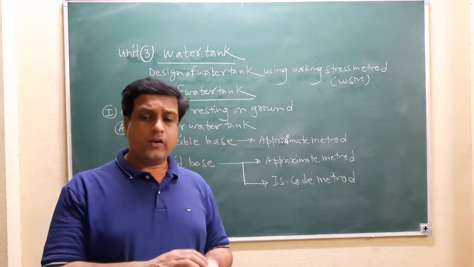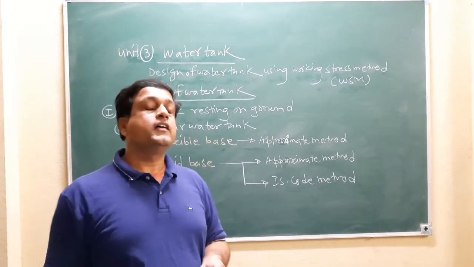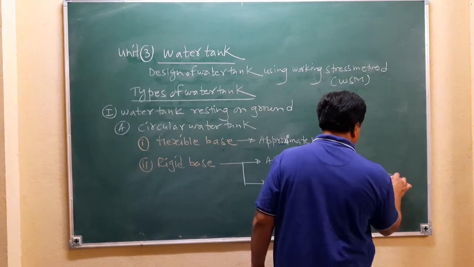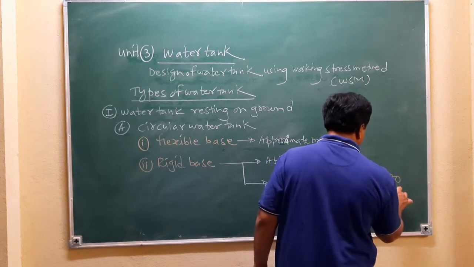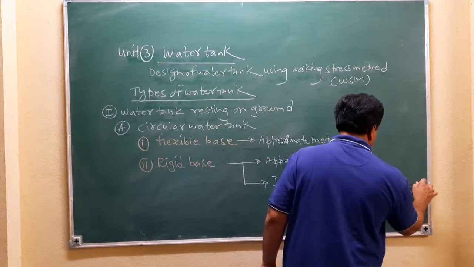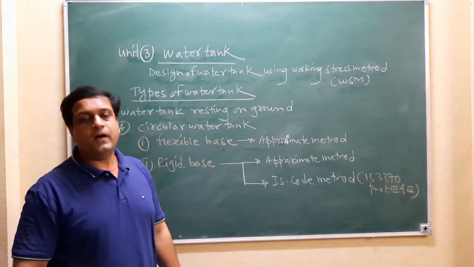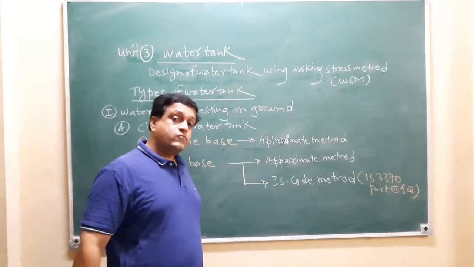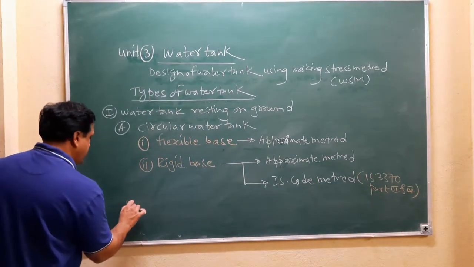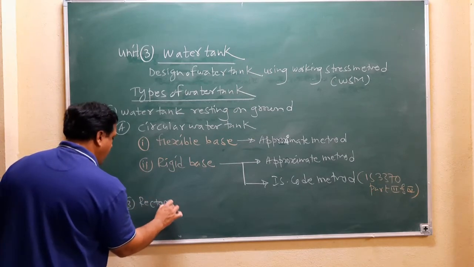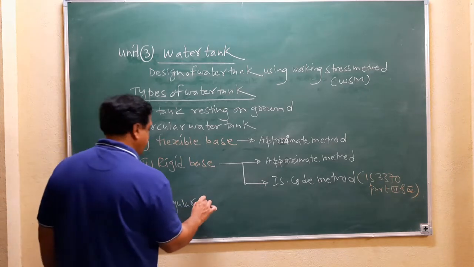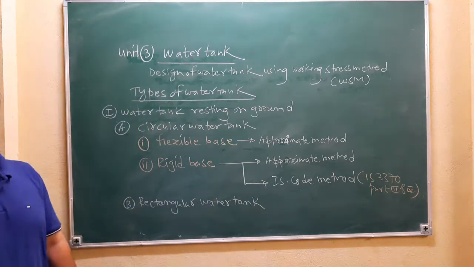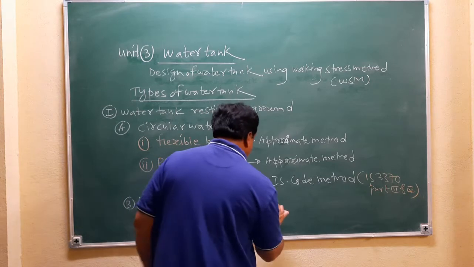So which IS code do you have to refer for this water tank? IS 3370. Which IS code are we using? This IS 3370, part 3 and 4, those two parts we are going to use. Okay, now next, water tank resting on ground, that water tank is the rectangular water tank resting on ground. Rectangular water tank resting on ground using approximate method of design.